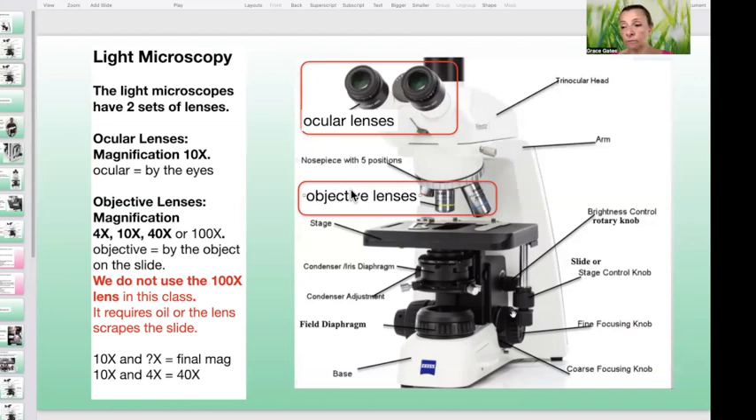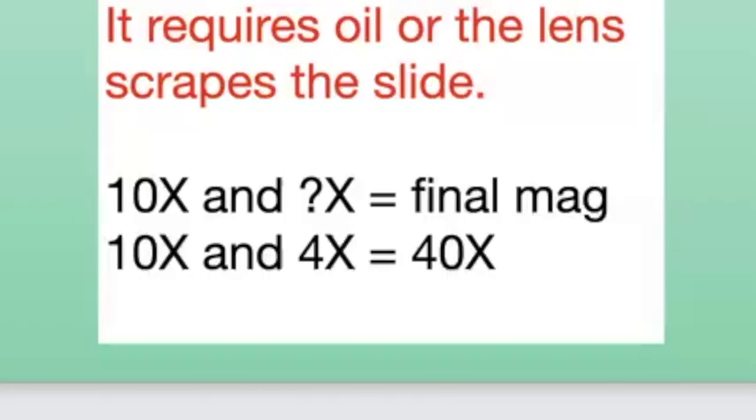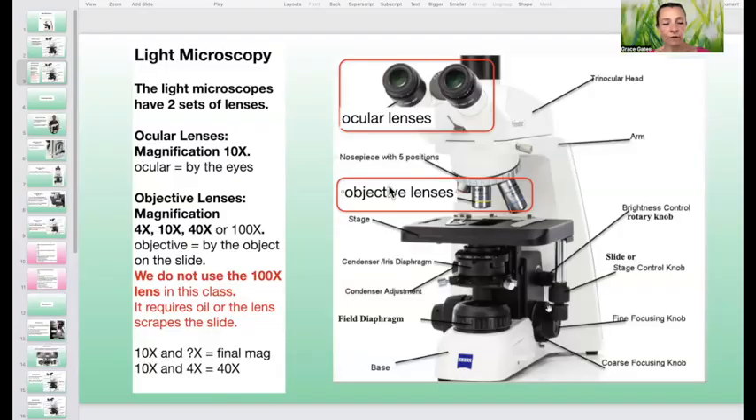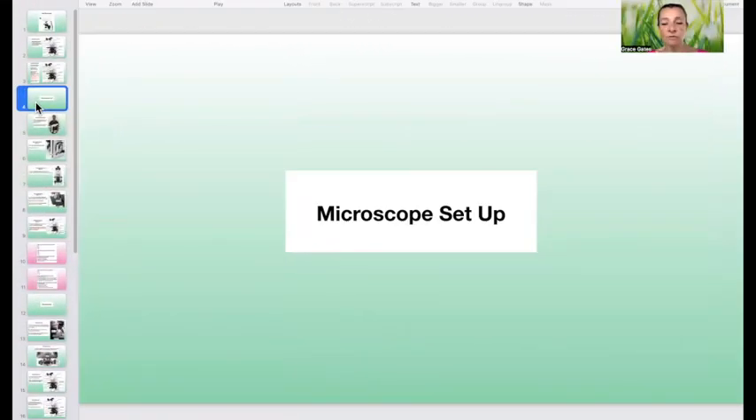To figure out what your total magnification is when you're looking at the slide, you multiply 10 times whatever lens you've chosen. So if you look on the bottom here, we have the calculation. If we're using 10x and 4x, you get a 40 times magnification. If we're using 10x and 10x, you get 100 times magnification. If we're using 10x and 40x, we get a 400 times magnification. So we can magnify things 400 times in our class. That's pretty amazing.